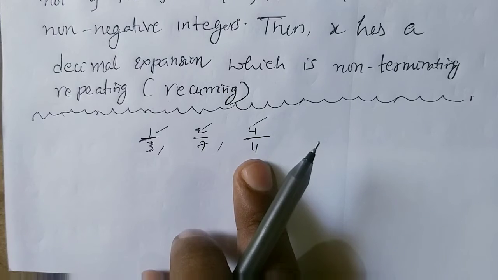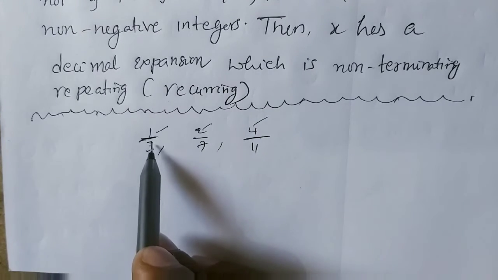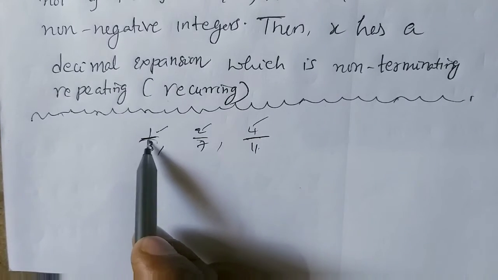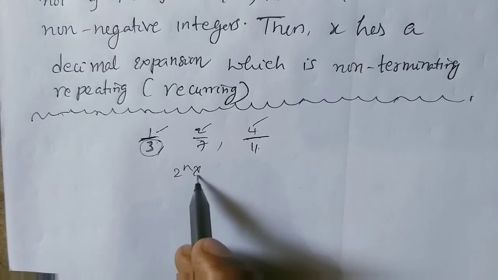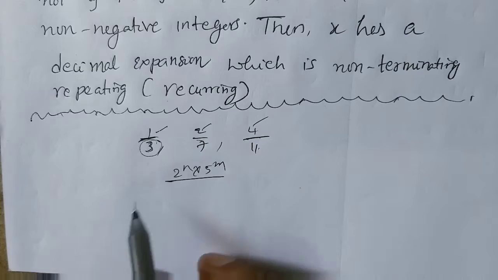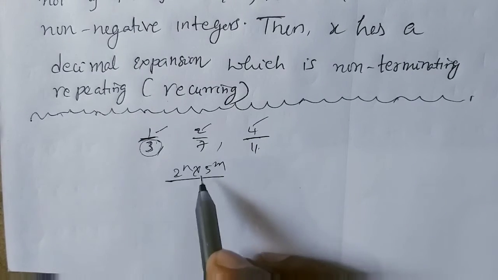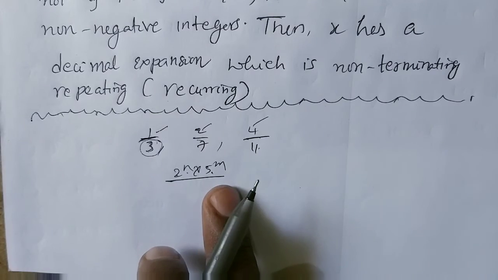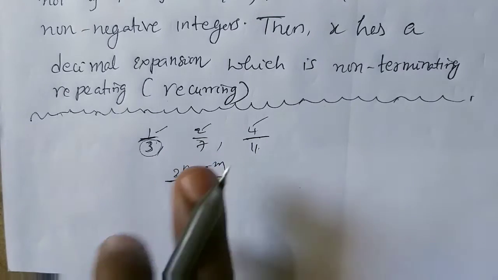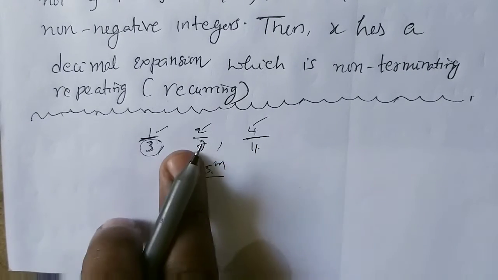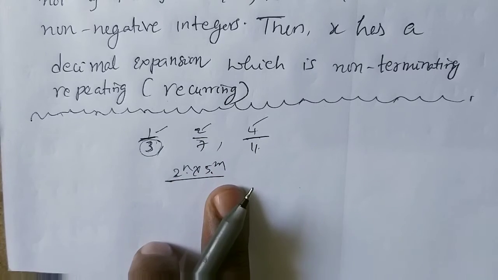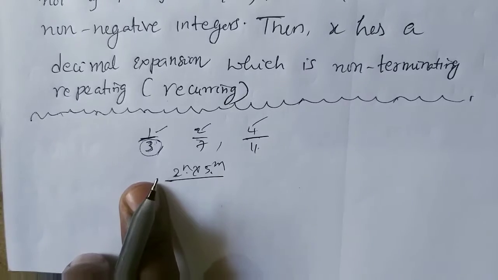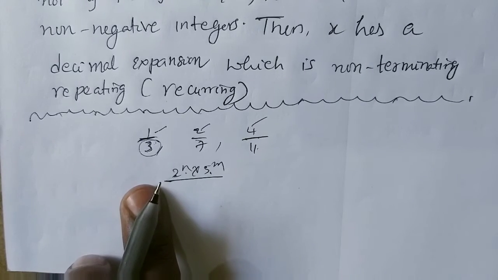But if you observe the denominators, the denominator is 3, 7, 11, they are not in the form of 2 power n into 5 power m. That means they do not have prime factors 2 and 5 in the denominator. Suppose they were in the form of 2 power n into 5 power m, we could say those fractions are terminating decimals. But here they are not in that form, so they are not terminating decimals. Then what kind of decimals will we get?